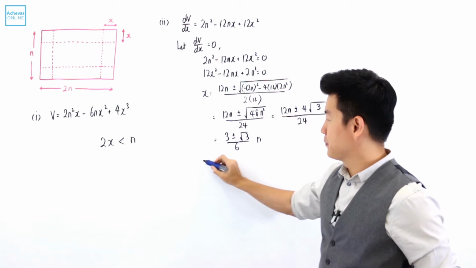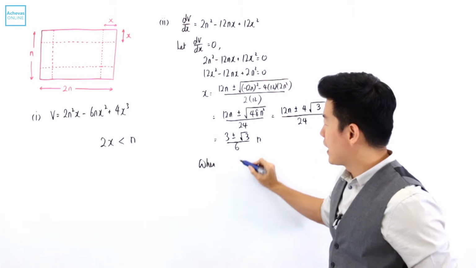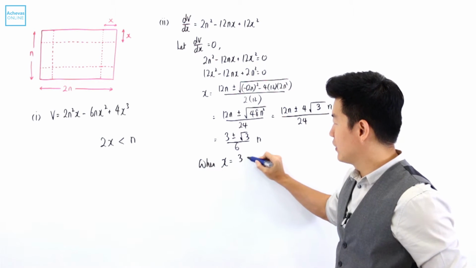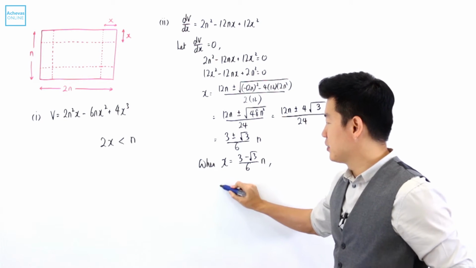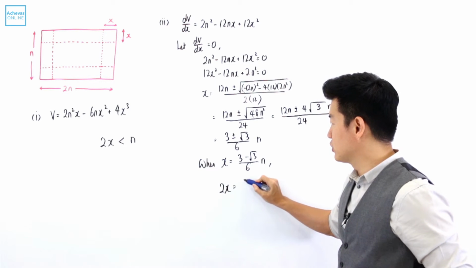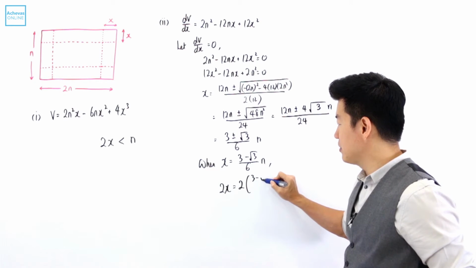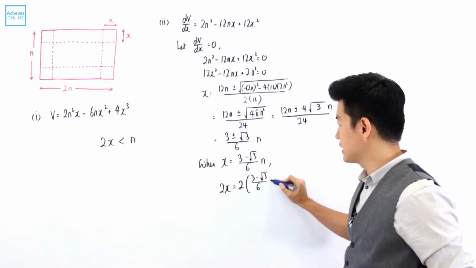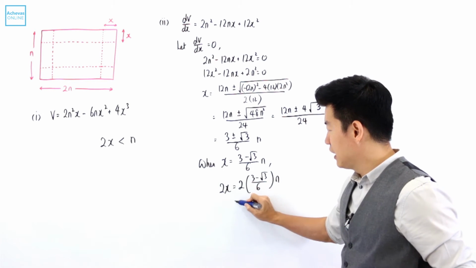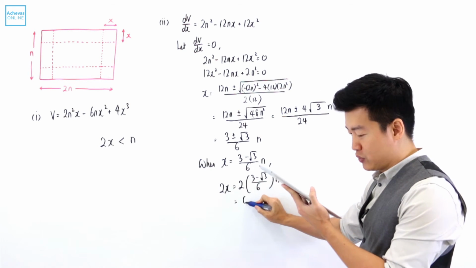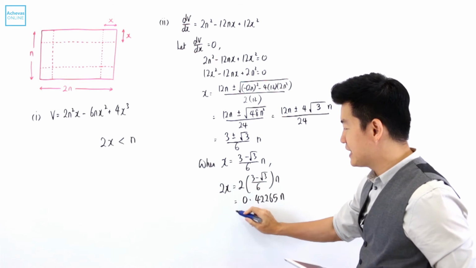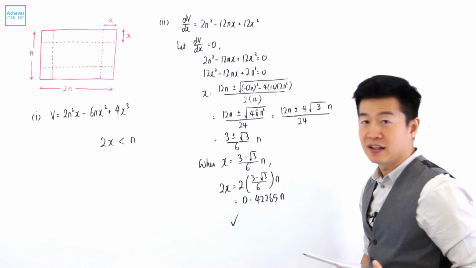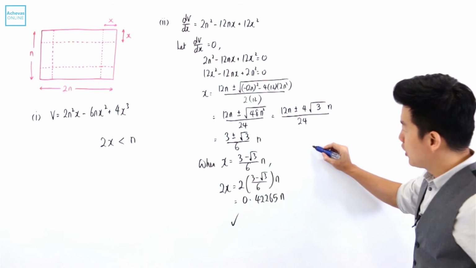So I'm going to check. When x is, let's say, (3 minus square root of 3) over 6 n, that means 2x is going to be equal to 2 times (3 minus square root 3) over 6 of n, and 2x is going to be equal to 0.42265n. So this value of x is going to be accepted. How about the other one?